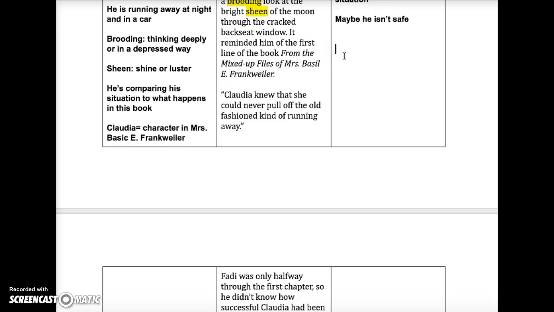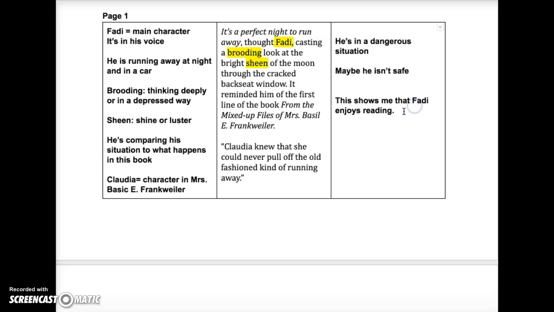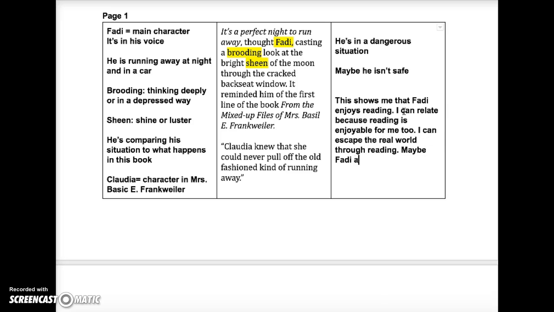First of all, this shows me that Fadi enjoys reading. I can relate because reading is enjoyable for me too. And actually, it's an escape. I can escape the real world through reading. Maybe Fadi can escape too. This is the connection that I'm making here. That maybe he's running away and he's trying to escape, and thinking about this book is an escape from this dangerous situation. So these are just my thoughts. This is me relating my own experience to the experience in the book.